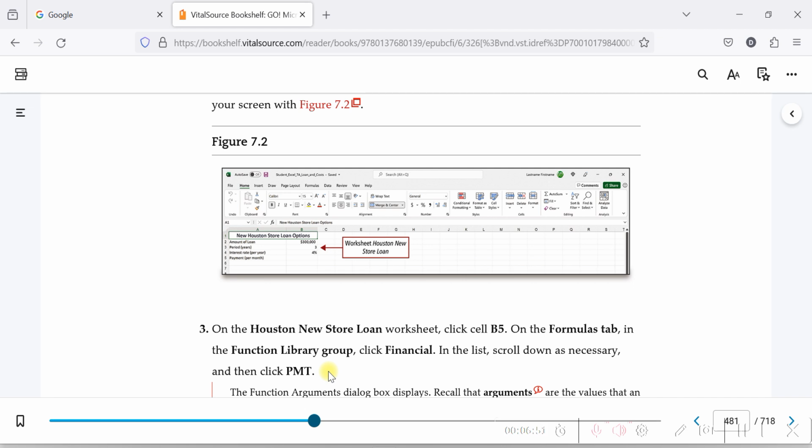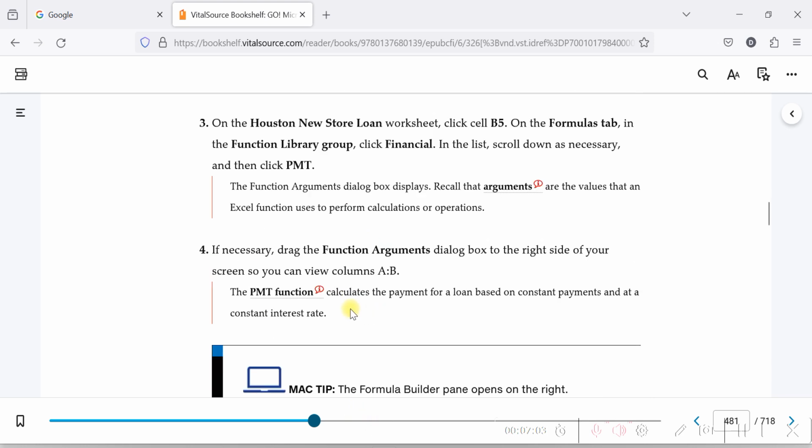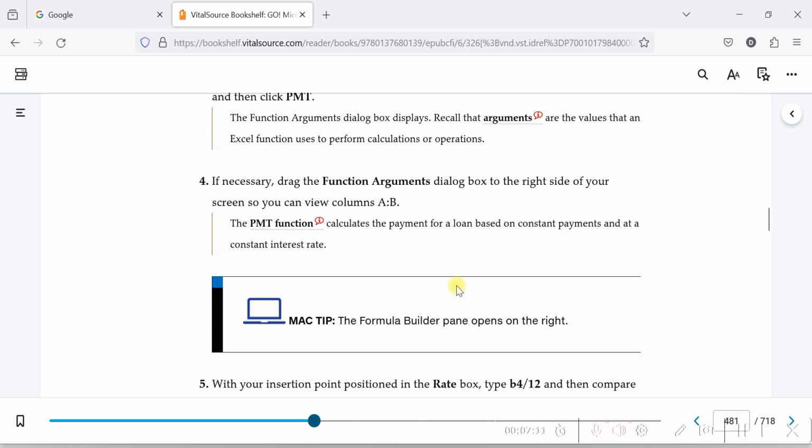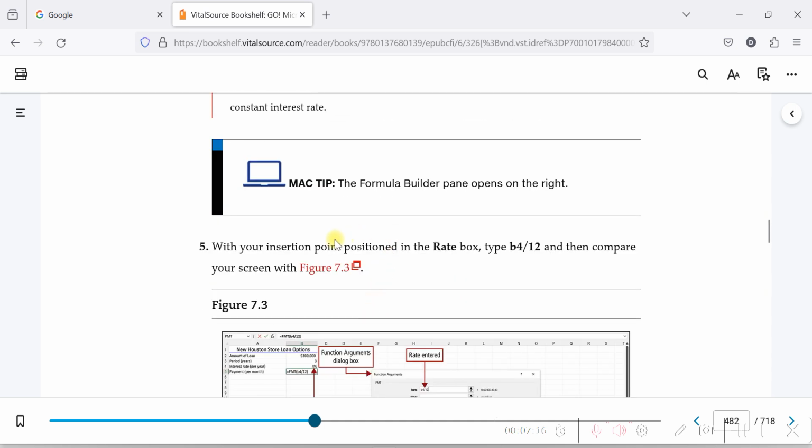So I'm going to go to cell B5. Then we're going to go to the Formulas tab, Function Library group, Financial, and I had to scroll down and find the PMT. Once I've found it, you might have to move it around a bit so you can see column A and B. Then I'm going to slow down and we're going to start filling in the boxes.